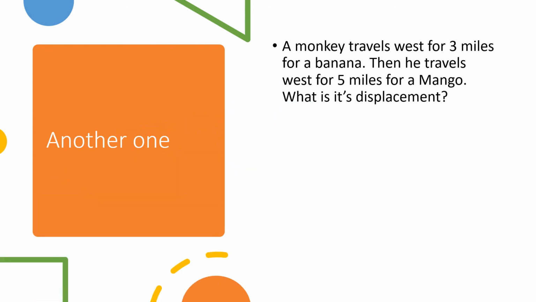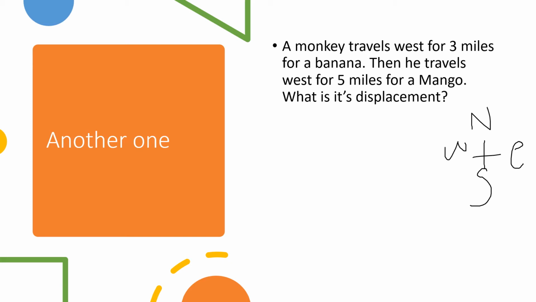Okay, first let's draw a compass. We have north, south, east, and west. So now let's read your problem. A monkey travels west for 3 miles for a banana. Then he travels west for 5 miles for a mango. What is the monkey's displacement?